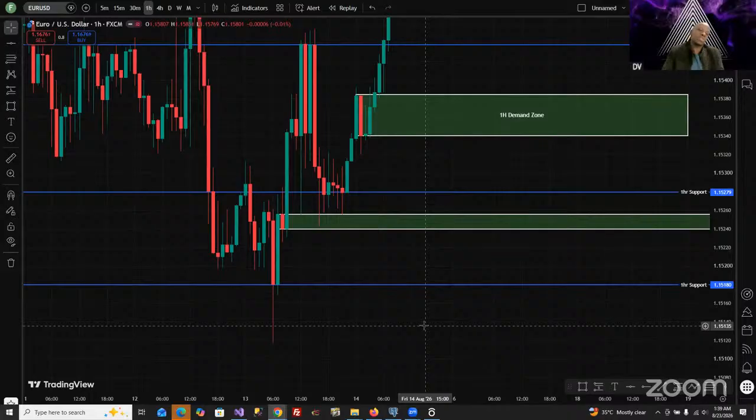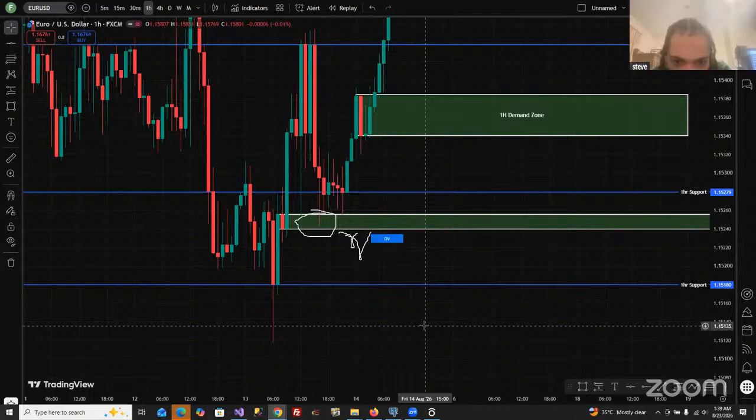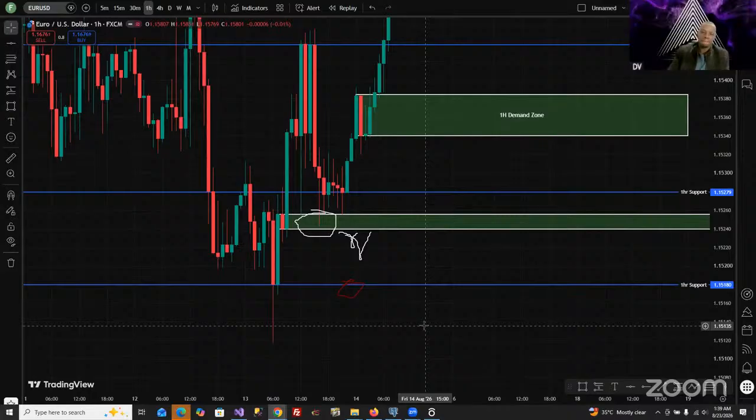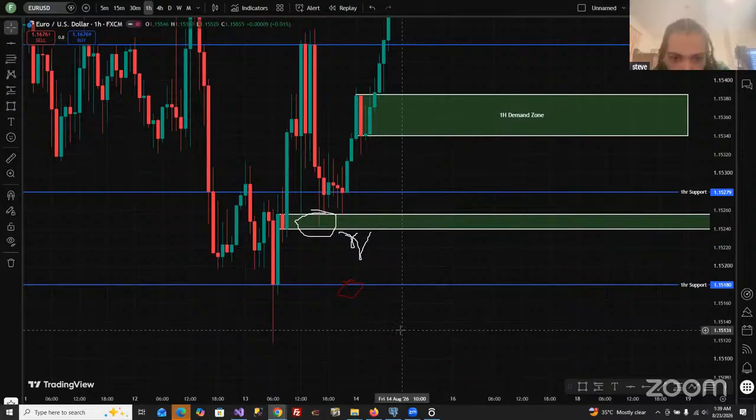So my question was, we have already identified this as the demand area. When we break this area on the downtrend, our area of focus will be where? Our area of focus will be this one, to the next support line. The next support line. Okay.